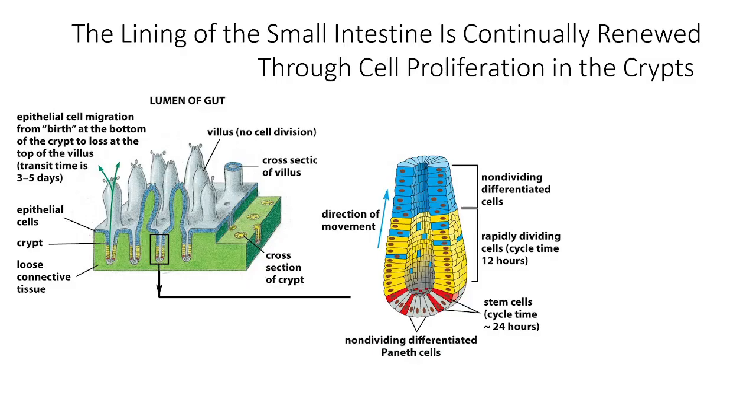Okay. Now, the lining of the small intestine is continuously renewed through cell proliferation in the crypts, which we can see over time. So you can see epithelial cell migration from birth at the bottom of the crypt to loss at the top of the villus.